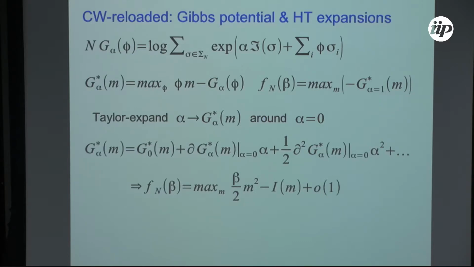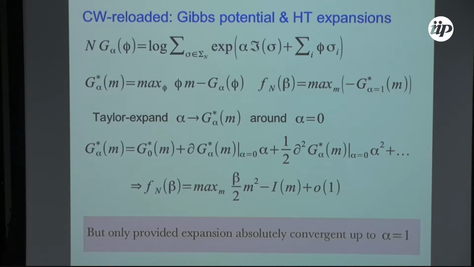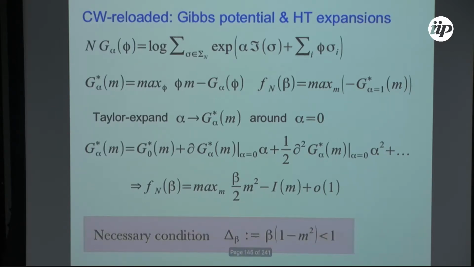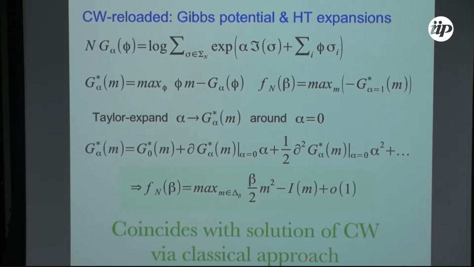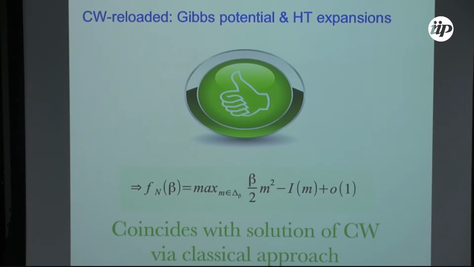There is definitely a problem here. I'm dropping all these contributions, but this can only hold if the expansion is absolutely convergent up to alpha equal to 1, because alpha equal to 1 is the one I need to recover the free energy. I'll come back to this delicate point later, but a necessary condition is that we started with a convex function. So this is essentially a necessary condition for the expansion to converge. Let's use this as a restriction, and then we can solve this simple one-dimensional problem. It does coincide with the solution of the Curie-Weiss model, which we obtained via the classical approach. I'm not claiming I can do this rigorously, and I'll come back to this later, but the procedure seems to be stable and lead to the correct solution.